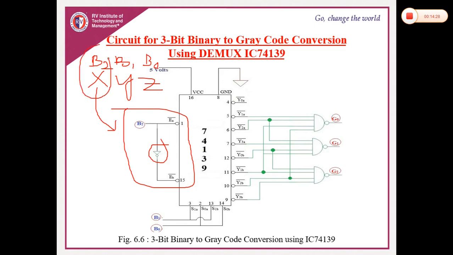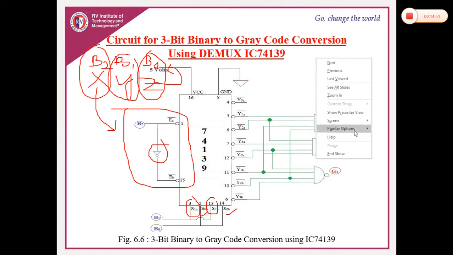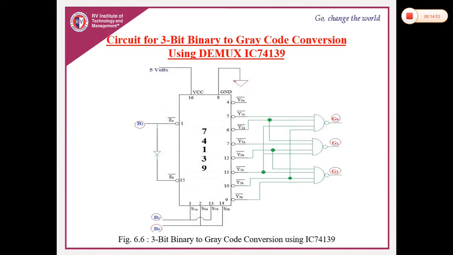So instead of X, what we have is B2. So B2 should be connected to enable and its inverted form to enable B. Okay, then the next bit is B1. So for that, S1A and S1B, you have to connect to B1. Last but not least, instead of Z, what we have is B0. So that should be connected to S0A and S0B respectively. Okay, that is B0. So this is the input side connection for binary to gray. So finally you will be getting binary to gray code conversion.